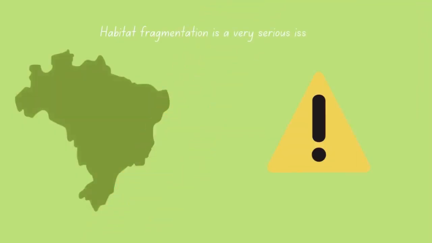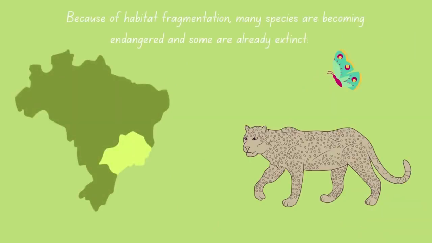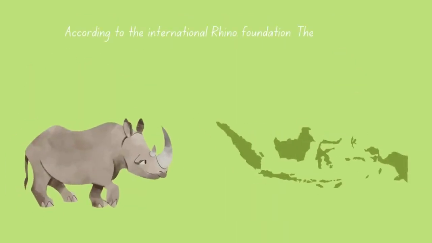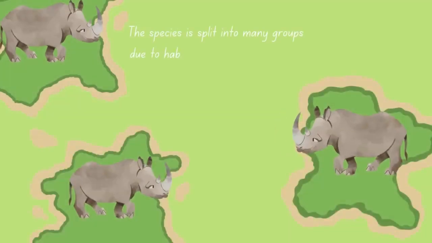Habitat fragmentation is a very serious issue. Because of habitat fragmentation, many species are becoming endangered and some are already extinct. According to the International Rhino Foundation, there are only 80 Sumatran rhinos left in Indonesia. These species are split into many groups due to habitat fragmentation, which prevents the population from breeding. Soon, there will be no rhinos left in Indonesia, but this is only the beginning.